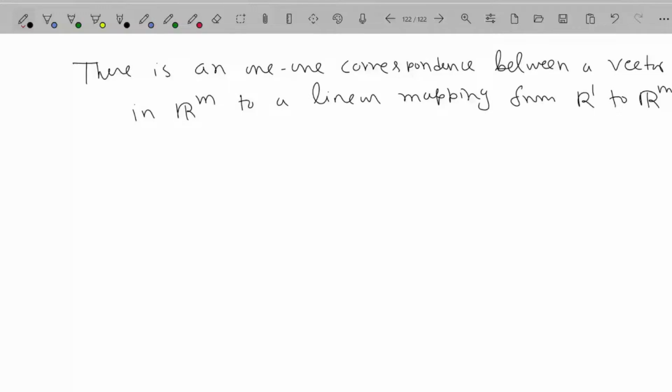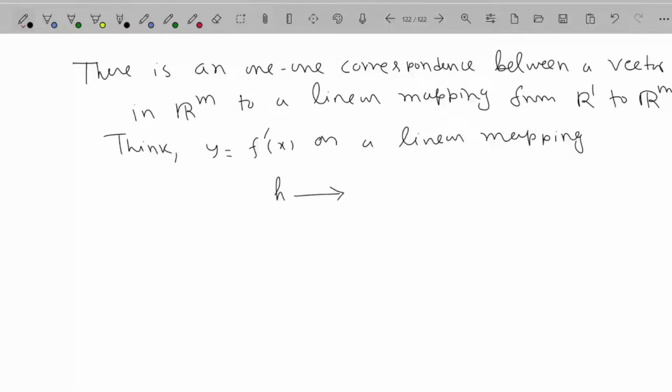So we are now thinking of this f dash x, which is y, as a linear mapping which maps h to y into h, or f dash x into h. So this is your linear mapping. It's a mapping from R1 to Rm.